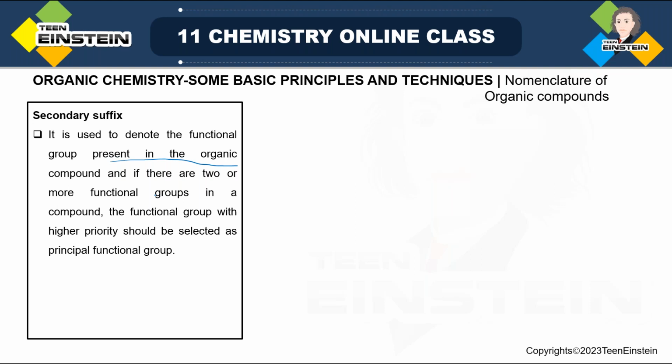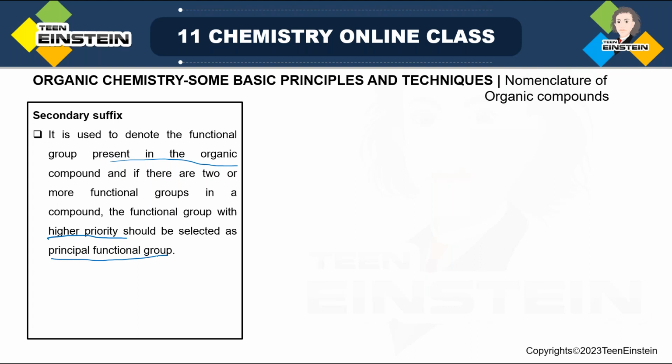If it is one functional group, it is okay. It is easier. But when you have two functional groups, or 3 or 4, what do you have to do? So when there is more than one, we have to give one particular functional group more preference. That is, more priority it will get. So the functional group that is getting the higher priority should be considered as the principal functional group.